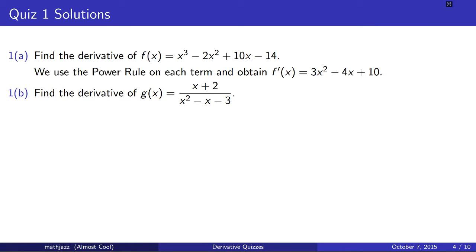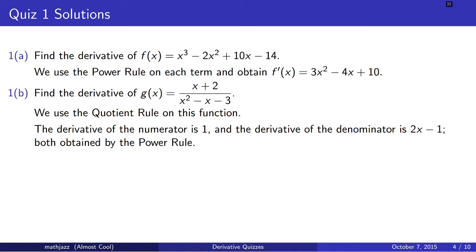B. To find the derivative of g of x, we will use the quotient rule, which requires us to find the derivative of the numerator and the derivative of the denominator. The derivative of the numerator is 1, and the derivative of the denominator is 2x minus 1. Both of these are obtained with the power rule.